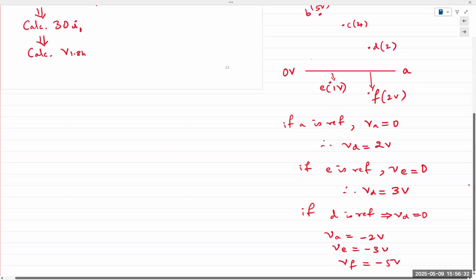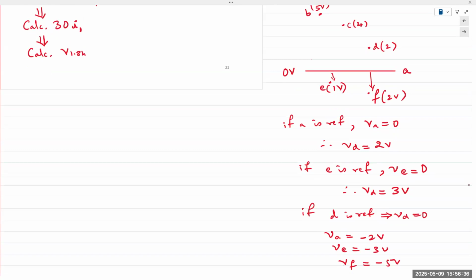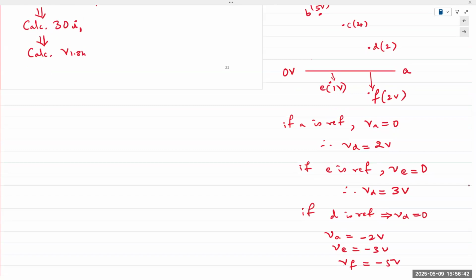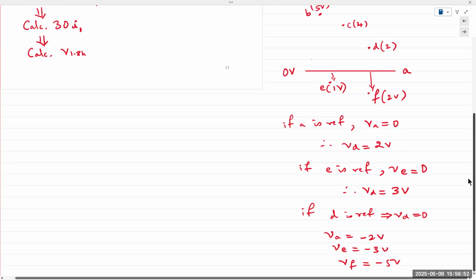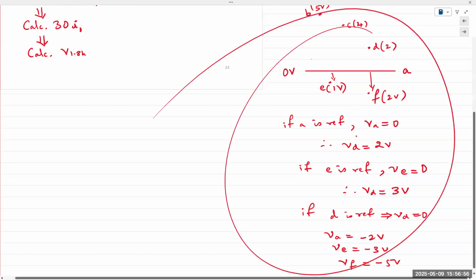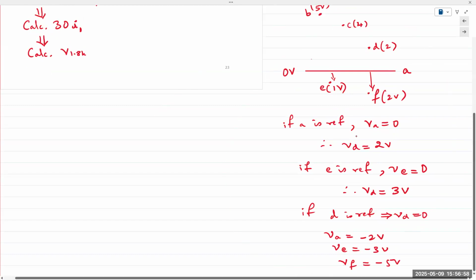So voltage is simply the difference in potential between any 2 points, right? Doesn't matter what your reference is. Actual ground does not have to be your reference. And this is going to be important in node voltage analysis. That's why I'm going back and doing this again. So please review this and let me know if something doesn't make sense, all right?